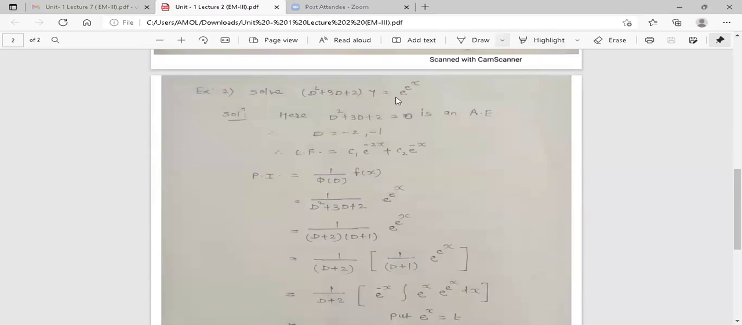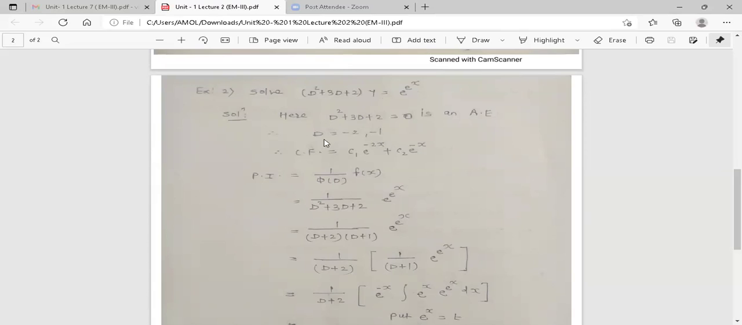Now, the second example of the general method. Solve D square plus 3D plus 2 into y is equal to e to the power x. Now, this is the reduced form of LD, which means it is in the form of phi of D into y is equal to f of x. So phi of D is D square plus 3D plus 2. Equate it to 0, which is the auxiliary equation. It is a quadratic equation, so it has two factors, and the factors are D is equal to minus 2, minus 1.